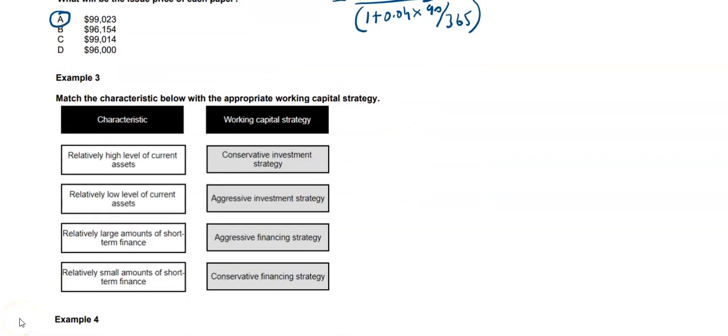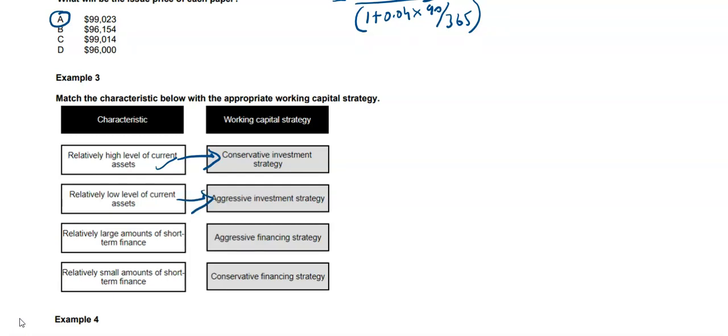Next is: match the characteristics below with the appropriate working capital strategy. Relatively high level of current assets, relatively low level of current assets, relatively large amount of short-term finance, relatively small amount of short-term finance. If you are investing in a high level of current assets, that is the conservative investment working capital policy. So this is the right one. When you have a low level of current assets, that is the aggressive investment strategy.